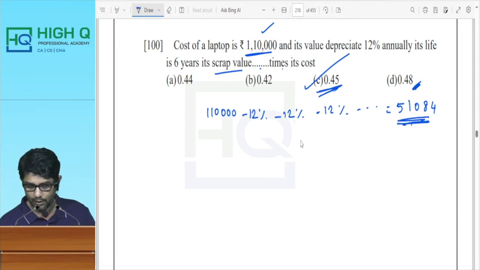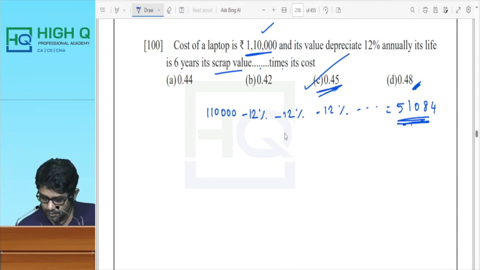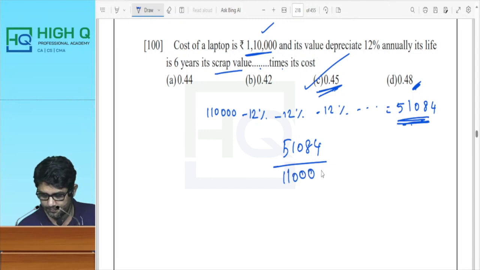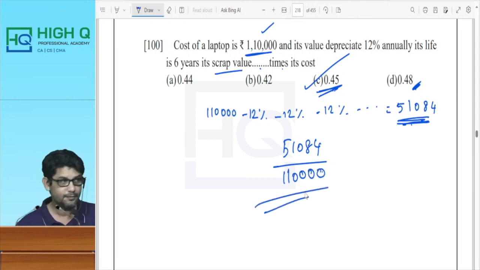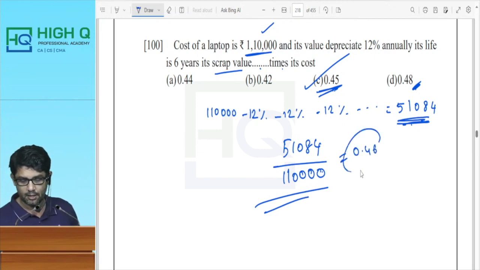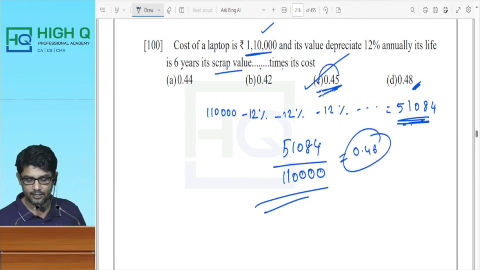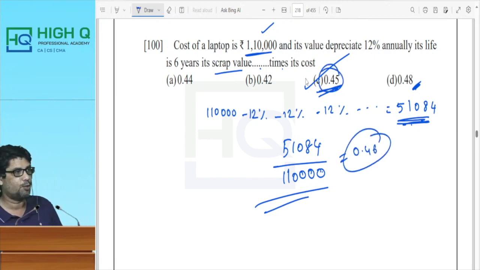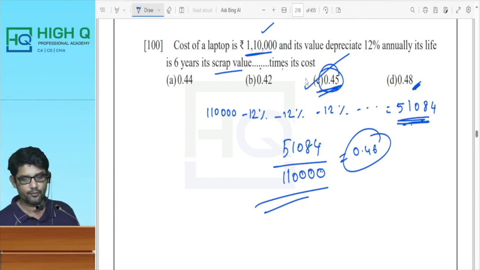Or else you can do like this. See, 51,084 divided by 1,10,000. How much you are getting? 0.46. Approximate answer I am getting 0.45. That's what I marked it as 0.45. We are getting approximate, my dear.